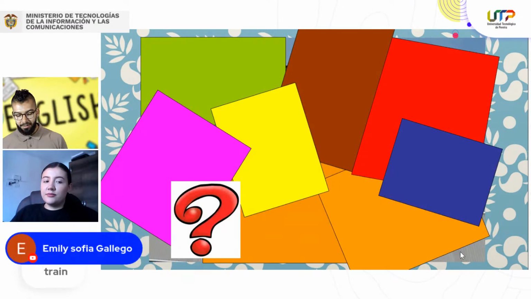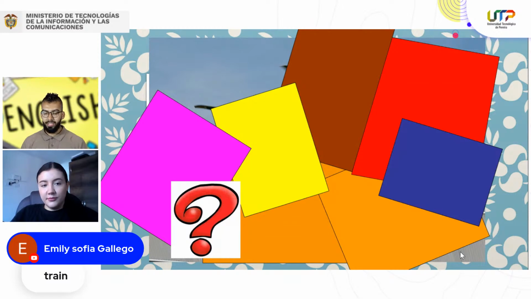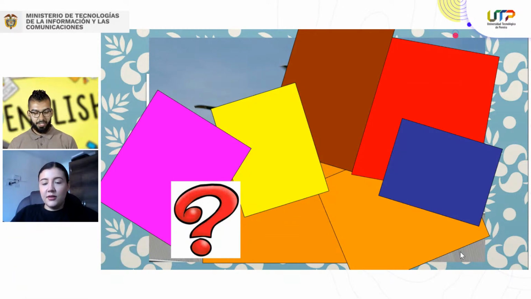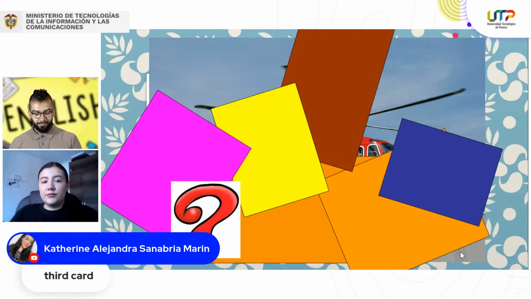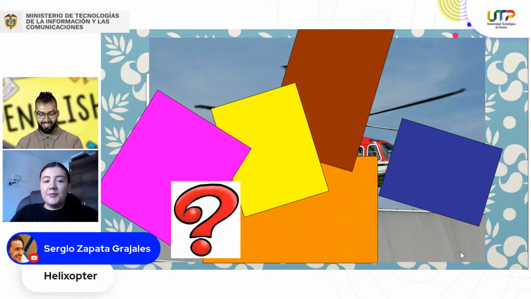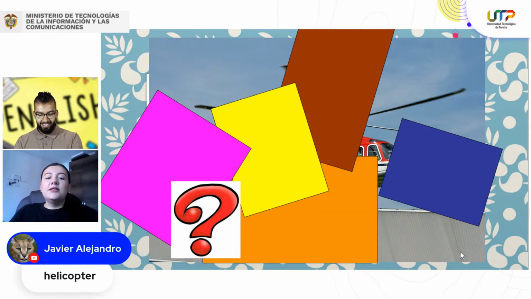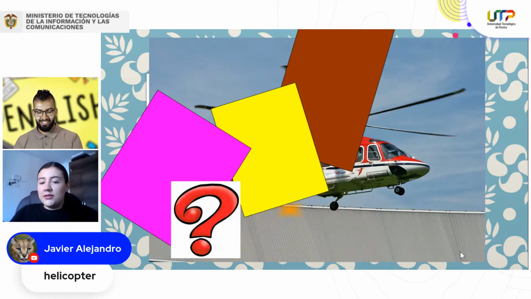Let's see another one. Look at this one. What is the name of this means of transportation? Any idea? Oh, this is very easy. Look at it. I think somebody got it, and I just removed just 2 cards. That's great. So I got 2 comments now.